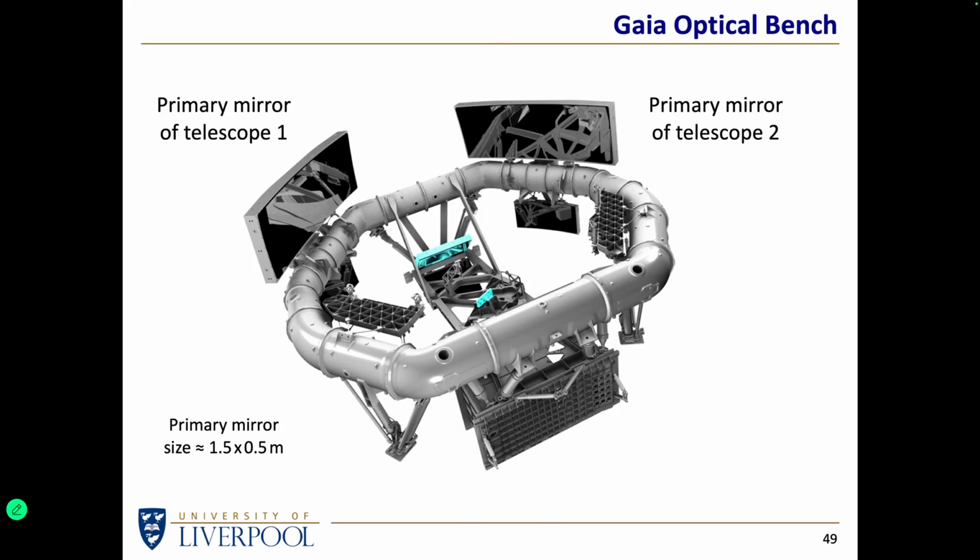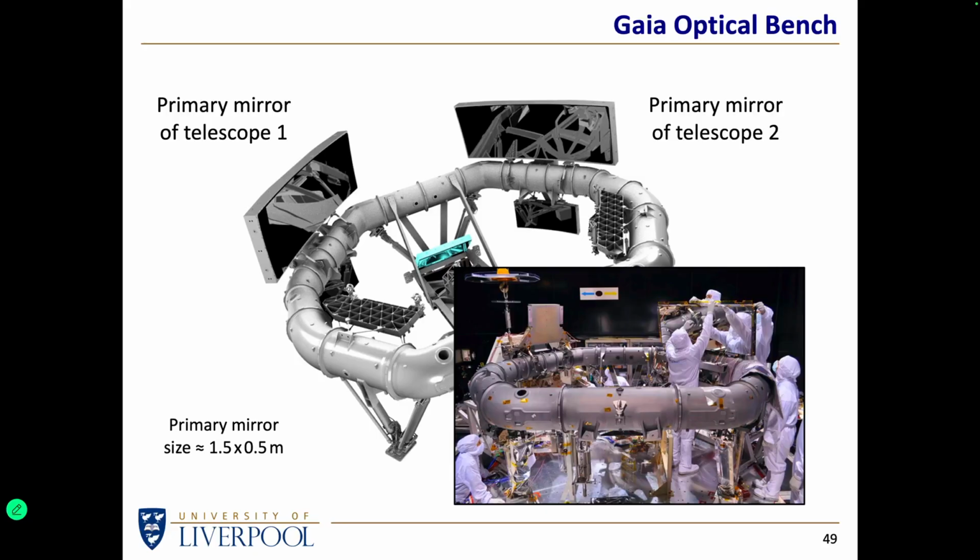So this is a naked Gaia, if you like. This is what's inside the cylinder that you tend to see. We've got the primary mirror of telescope 1 on the left and the primary mirror of telescope 2 on the right. The mirrors are about 1.5 meters by 0.5 meters. They are much bigger in one direction than the other because we need very high precision in one direction and we're not so fussed about the precision in the other direction. That gives you an idea of the size. These are the Astrium technicians working on the construction. It looks like they are fitting primary mirror number 2 there.